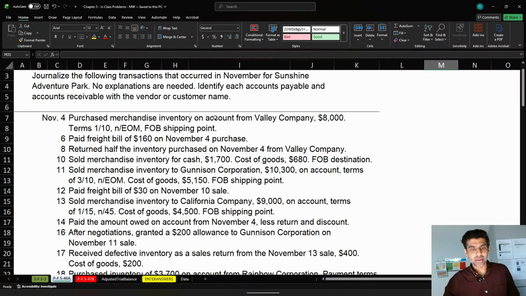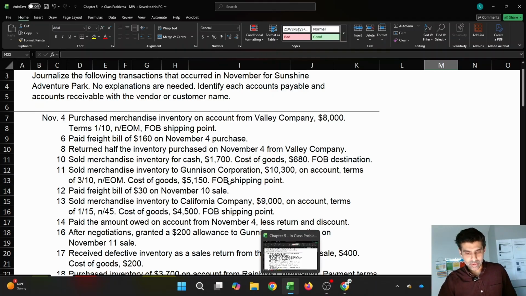Okay, so the first one, purchased merchandise inventory. The first question is quite obvious. This is a purchase transaction. We're buying inventory, so inventory is going to be one of our accounts, and we're buying them on account. So is it accounts receivable or payable? Payable, right? This is money that we owe our vendor, and it's $8,000.